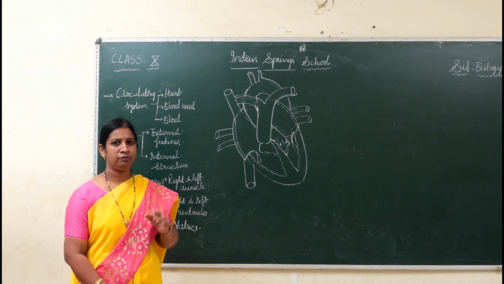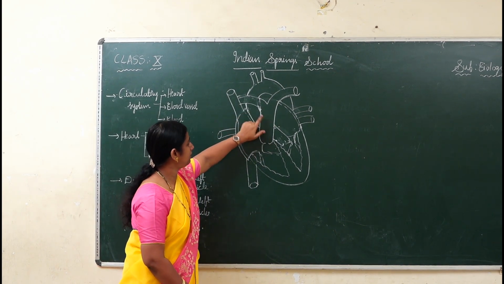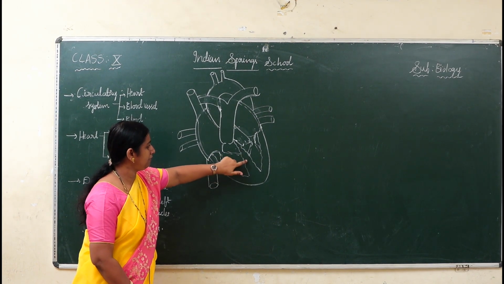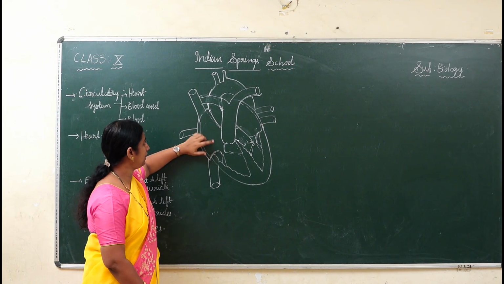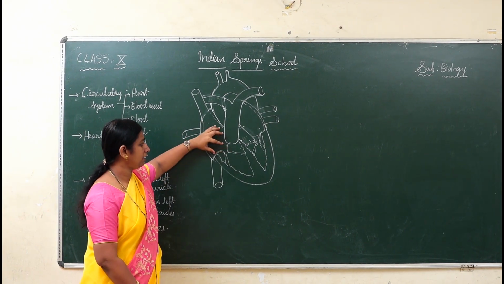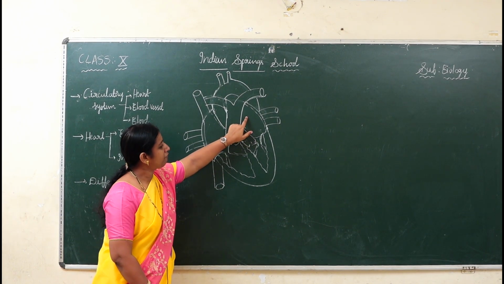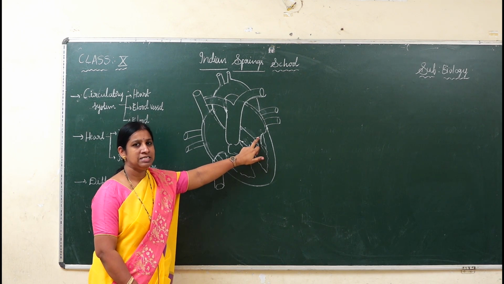Heart has 4 septae. I hope you all remember. The first septum, in between the auricles, is the interauricular septum. The second, in between the ventricles, is the interventricular septum. Next, in between right auricle and right ventricle, is the right auriculoventricular septum, and in between left auricle and left ventricle, this is called the left auriculoventricular septum.